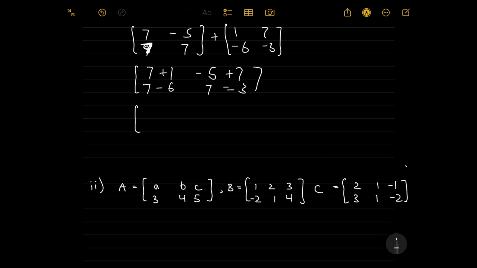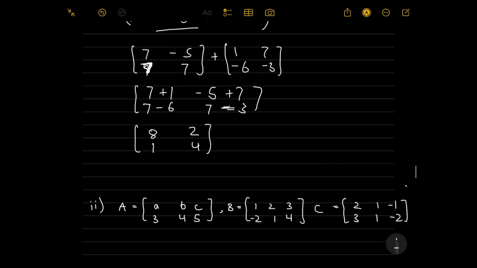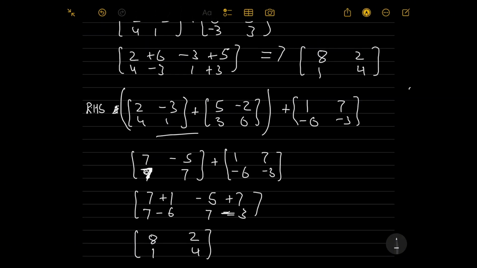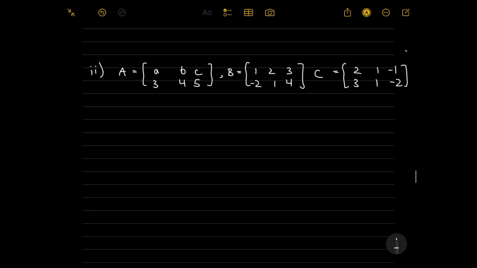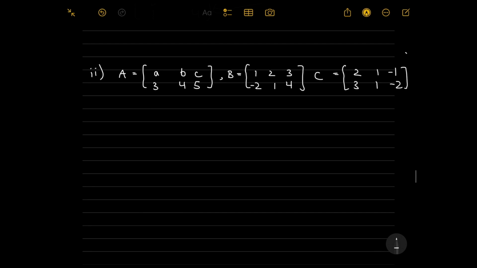So 7 plus 1 is 8. Okay, so 8, and that is 2, 1, this is minus here, so 7 minus 3 is 4. So if you just tally these both, these are equal, and we've proven that right hand side equals left hand side. So part 2, we have part 2 here.